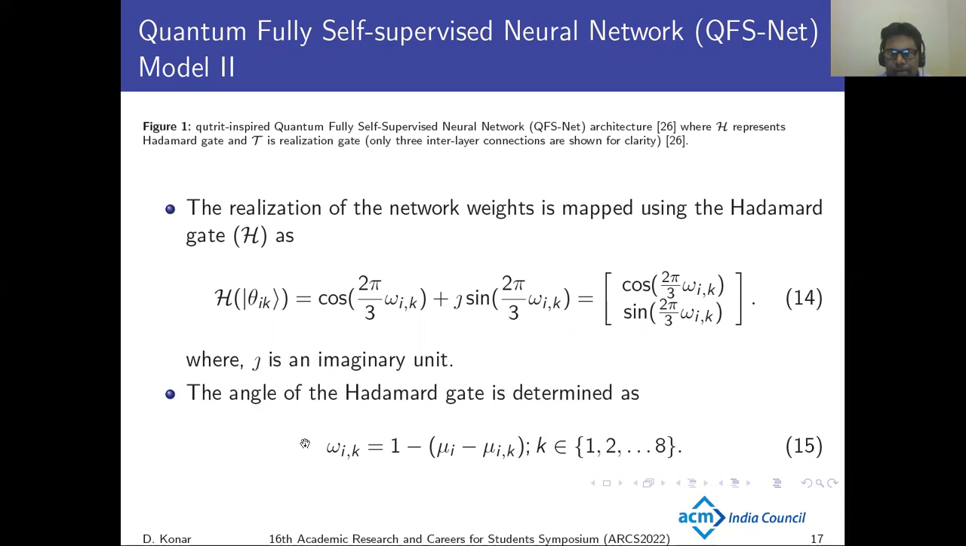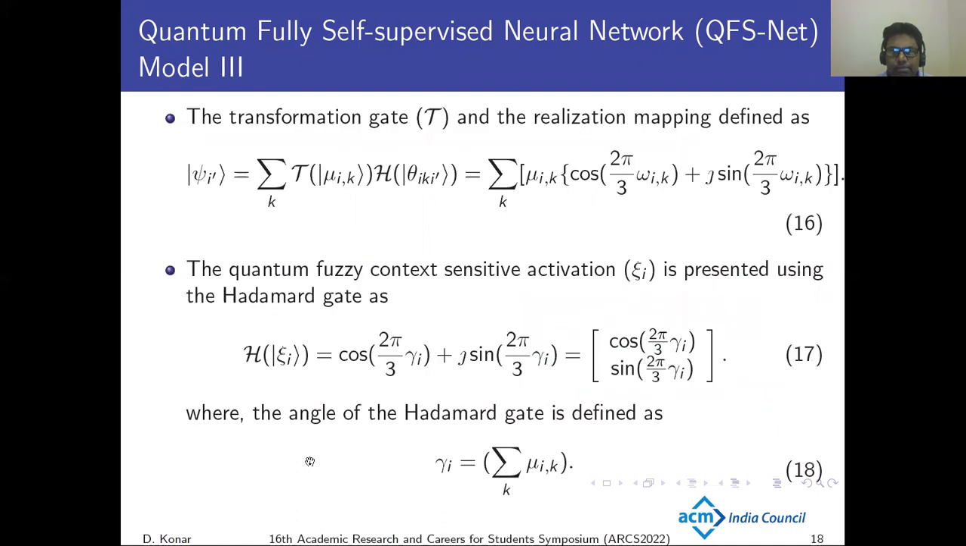Then later on we have also encoded as qubits by multiplying by twice pi by 3, because in Qutrit, sorry, it's Qutrit, twice pi is uniformly divided by 3 parts. That is actually the amplitude encoding phase in quantum mechanics.